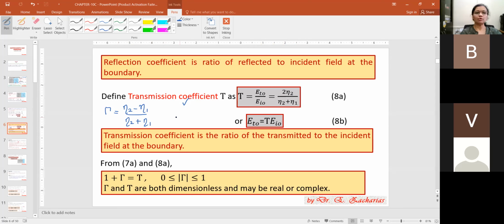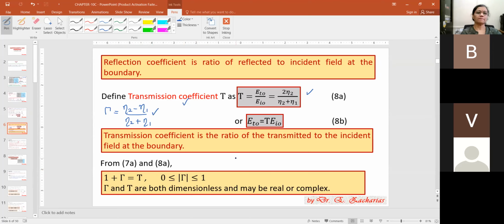Now using both of these, you can write a relationship between the transmission coefficient and the reflection coefficient. You just manipulate these two and you will get: 1 plus the reflection coefficient is equal to the transmission coefficient. That is the relationship between them. Additionally, just a few moments back, we saw that the magnitude of the reflection coefficient has to be less than or equal to 1, maximum it can be 1. You can see that comes from here.